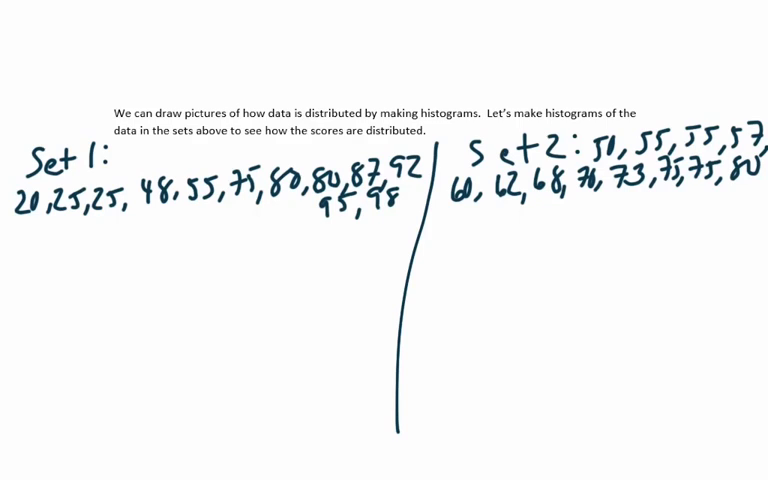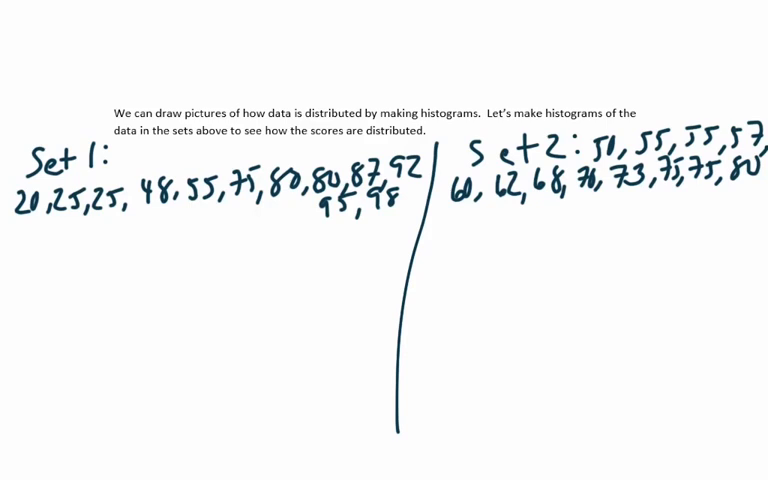So the way a histogram works is it's pretty much a bar graph, and how you scale the bar graph depends on the data set. For this one, we've got numbers 20 through 90. This goes 50 through 80. You could, in theory, make this one a little bit smaller because it's not as big of a range of numbers. But because part of what I'm trying to show here is the contrast between set 1 and set 2, I'm going to scale them both the same way.